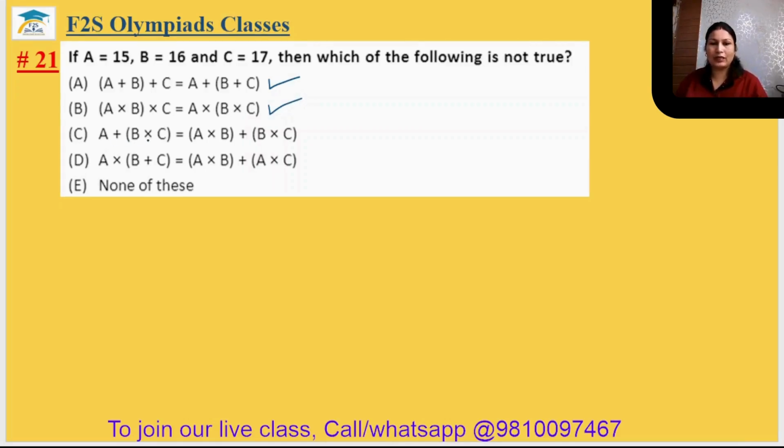A plus B multiply C will be A multiply B. No, there is not any such law. And this is known as the distributive law. So option C is not true. The 21st answer will be option C.